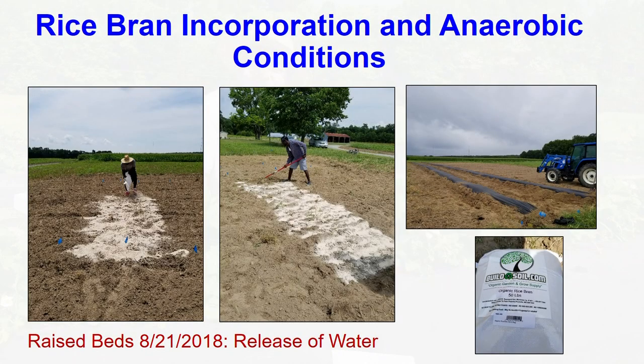Then we added rice bran during August because we planted our plugs in September. For this process, you need at least 3 weeks in hand. That means we need 3 weeks of anaerobic conditions. So we simply used a rake and incorporated the rice bran.